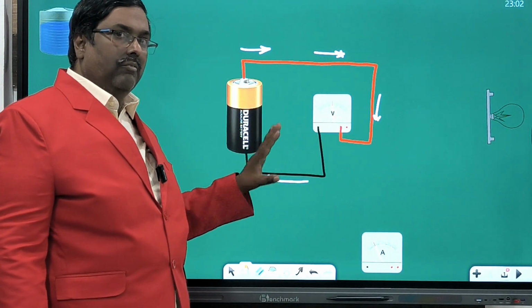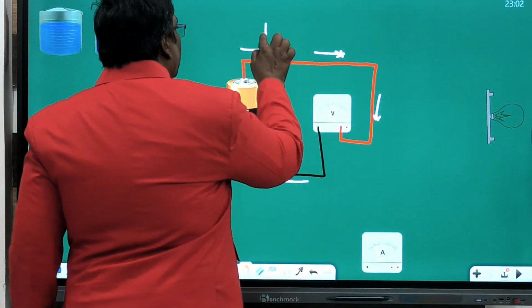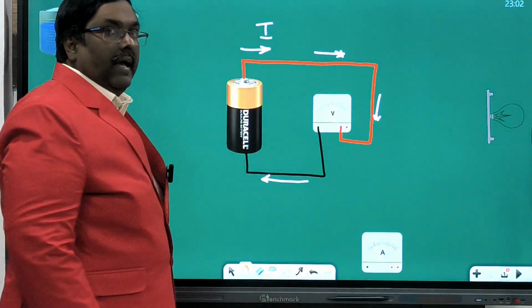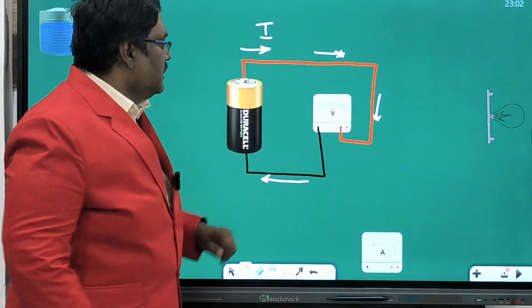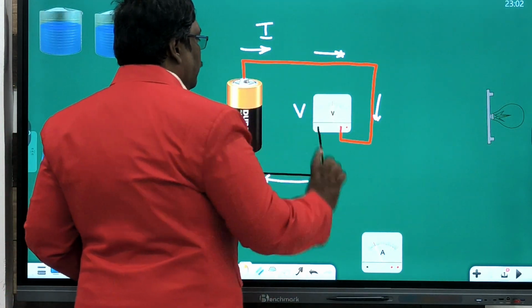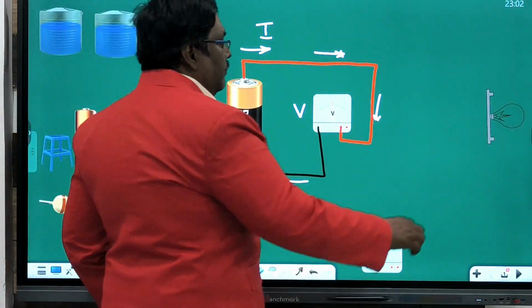So remember, electron flow we are not bothered about, only the current flow. Current is I, in amps, and voltage is in parallel. This is the volt, 1.5 volt.